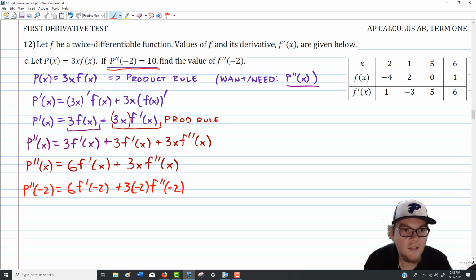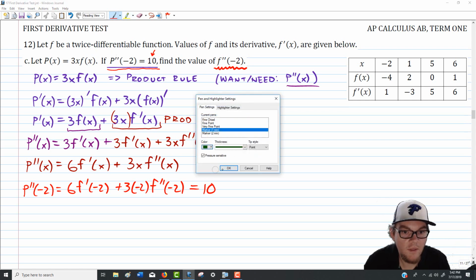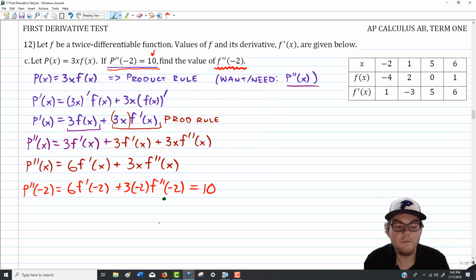But that's okay. They told us the value of this expression is all equal to 10. That's literally what they're saying right here. And they want us to find f double prime of negative 2. So what we need to do now is solve for the piece that we don't know. We need to figure out what that guy is.